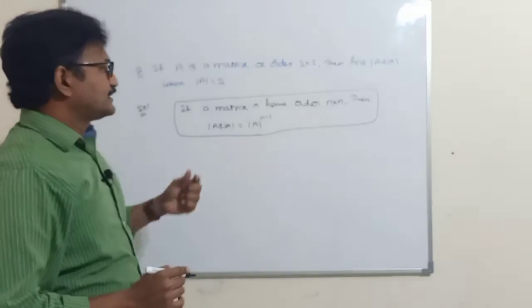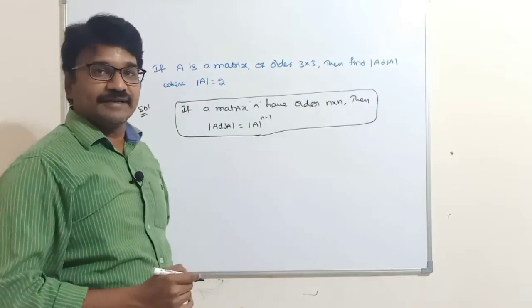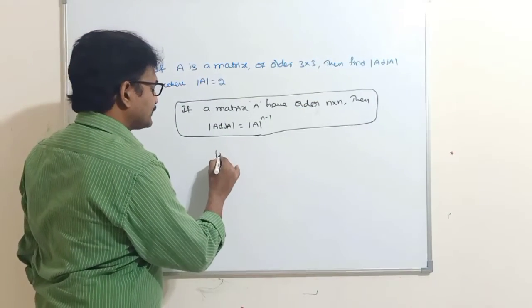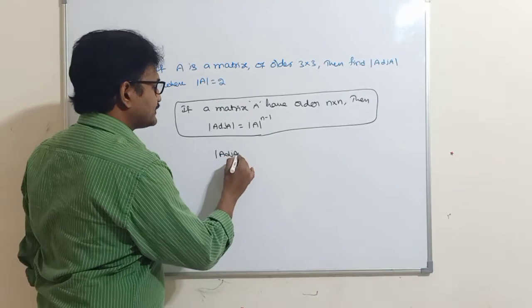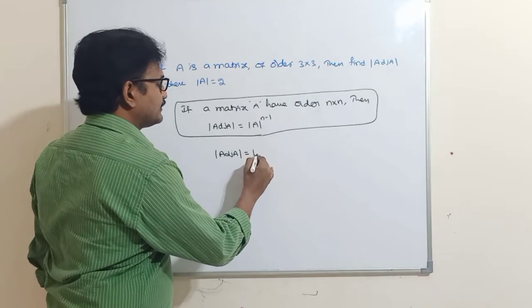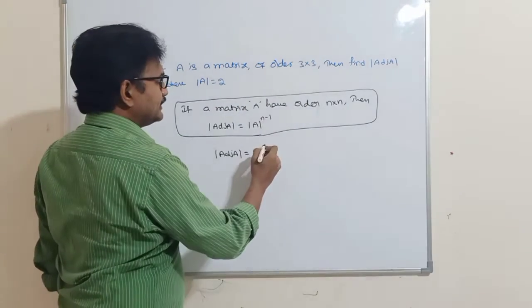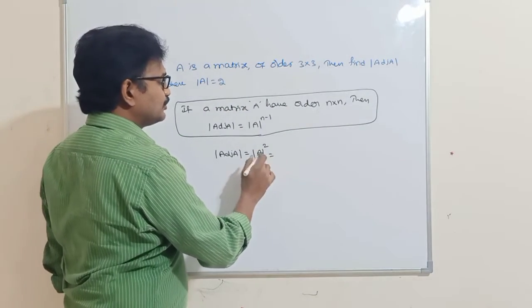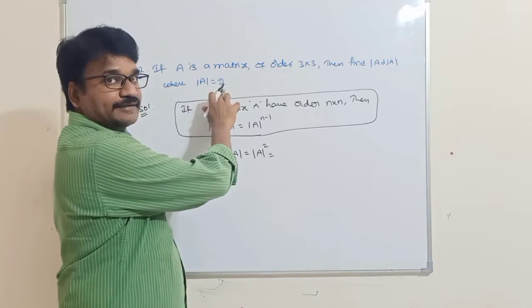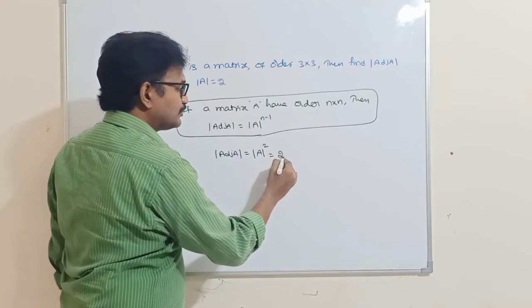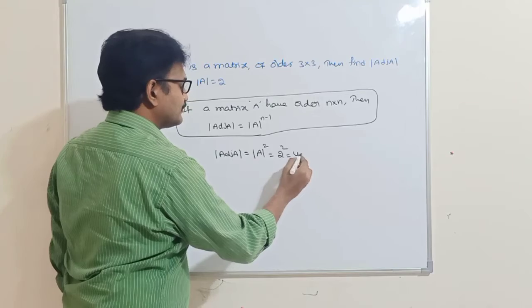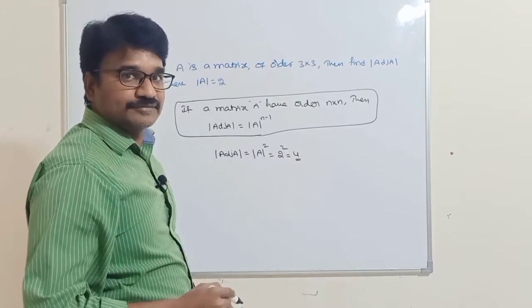So based on this formula, we need to find det of adjoint A. So det of adjoint A is equal to det of A whole power n minus 1. N means here 3. 3 minus 1 is 2. What is det A value? Det A value is given. Det A value is 2. 2 power 2. Answer is 4. Det of adjoint A is equal to 4.